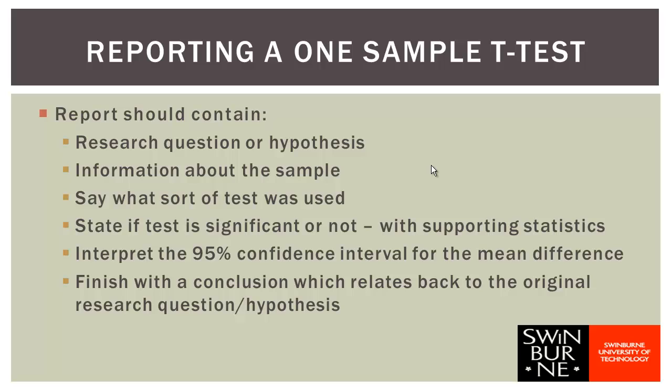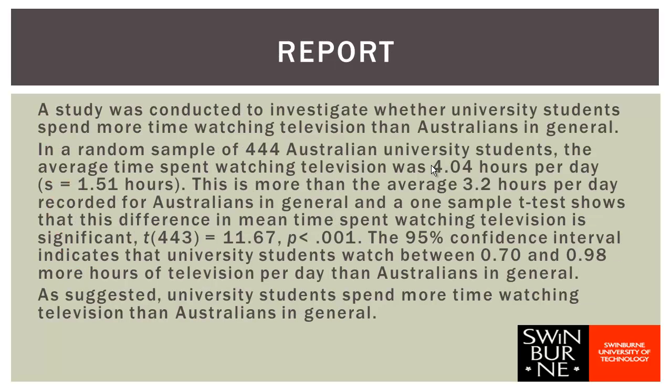When you write a report for a hypothesis test, you should always start with the research question or the hypothesis that you're trying to test. And then you give a bit of information about the sample, what kinds of people and how many people were included in the sample. You say what sort of test was used. You state if the test was significant or not, and you give supporting statistics for that. You interpret the 95% confidence interval for the mean difference, and you finish with a conclusion that relates back to the original research question or hypothesis. So for the example we've just been looking at, this is what the report would look like.